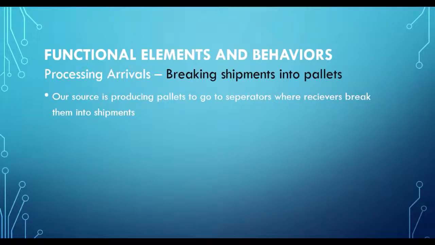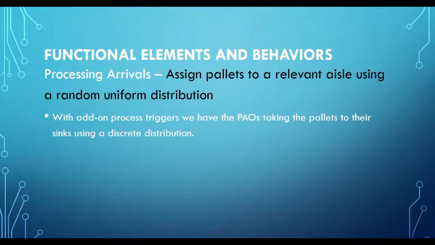Next comes our processing arrivals, which is breaking shipments into pallets. Our source here is producing pallets to go into separators, where receivers will then break them into shipments. As far as assigning pallets to a relevant aisle using a random uniform distribution, we did this with add-on process triggers, in which we have the PAOs taking the pallets to their sinks using a discrete distribution. Later in the video, we'll show how this was programmed into our model.